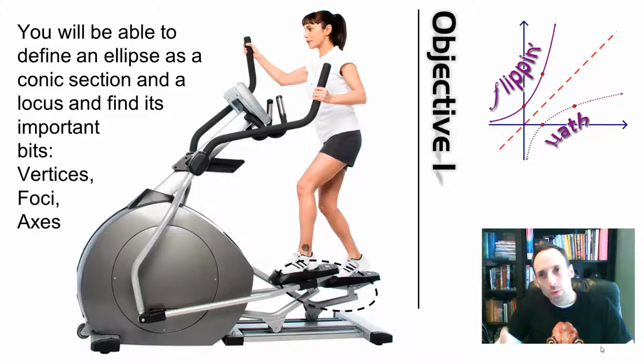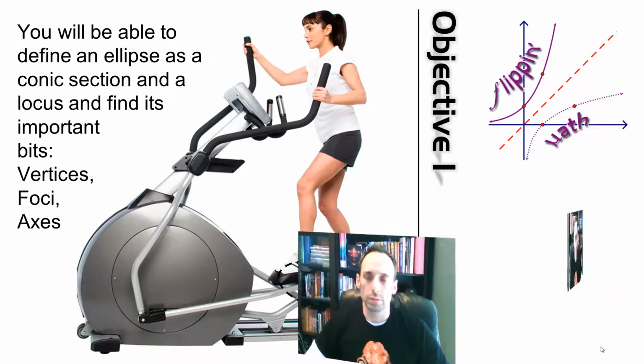So objective 1, being able to define an ellipse as both a conic section and as a locus, and be able to find all of its important parts, like the vertices, the foci, and all of the axes. And as you can see, this heavily tattooed woman here is on a piece of exercise equipment, and that piece of exercise equipment is called an elliptical machine. Let's see why it's called an elliptical machine.